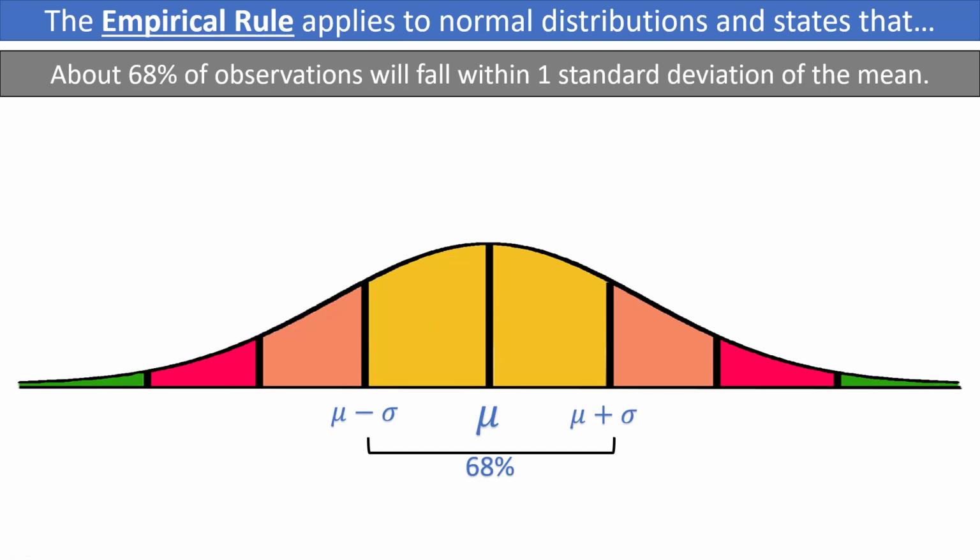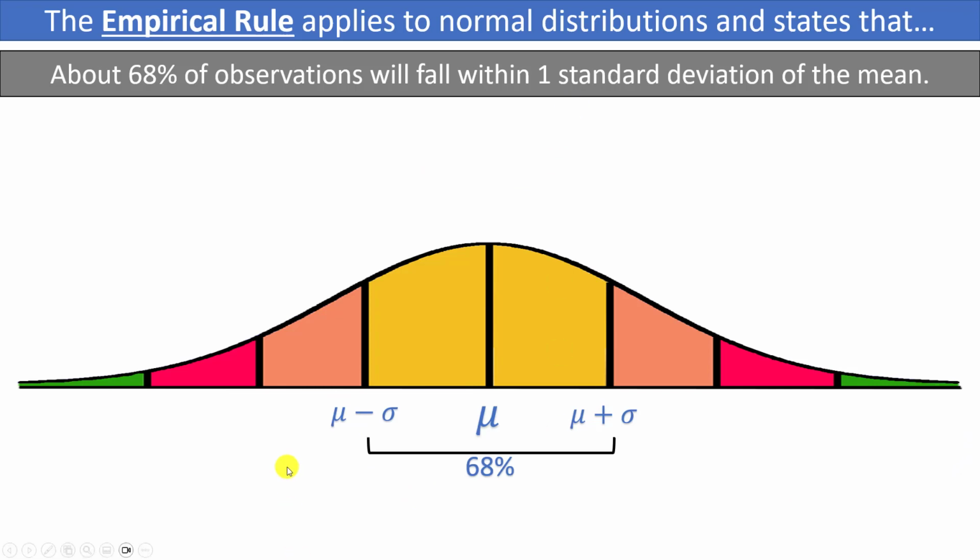The area within 1 standard deviation of the mean is represented by these 2 yellow slices, which represents 0.68 or 68%. This means that there is a 68% chance of randomly selecting an observation from this distribution and for it to fall within 1 standard deviation of the mean.